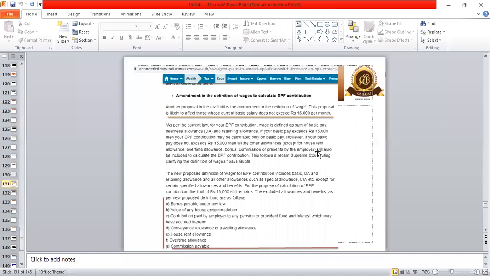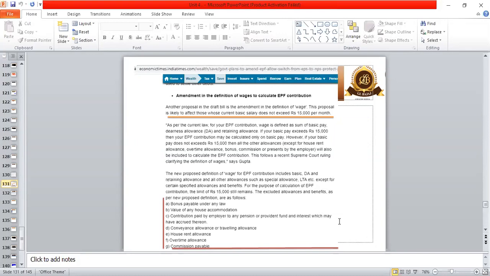So different allowances which are specifically mentioned should not come under the allowance part to be taken into consideration for the calculation of EPF. Those would be HRA, overtime, bonus, commission, or presents by the employer. So these allowances would be kept apart when the calculation of EPF on the wages is done. So what do we consider while calculating? Basic plus DA plus retaining allowances. What sort of retaining allowances may be there? Let's read ahead. The new proposed definition of wage for EPF contribution includes basic, DA, retaining allowances, and other allowances such as special allowances, LTA, etc.